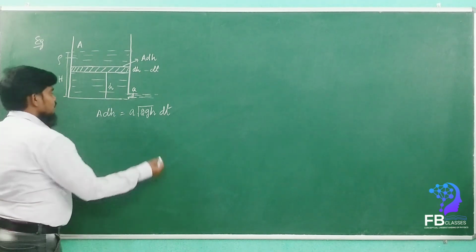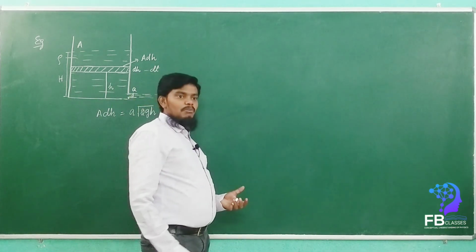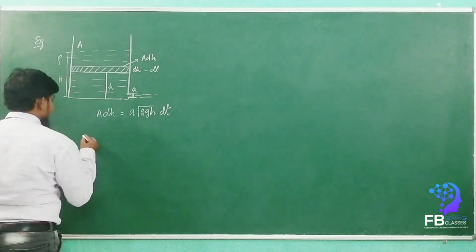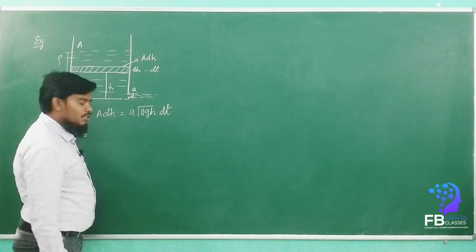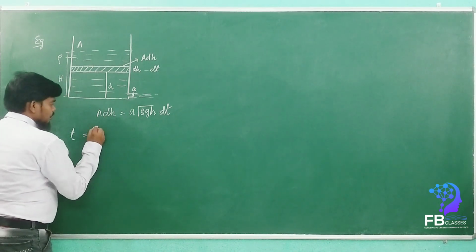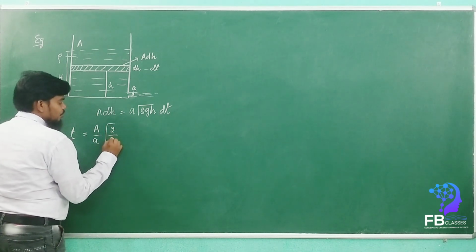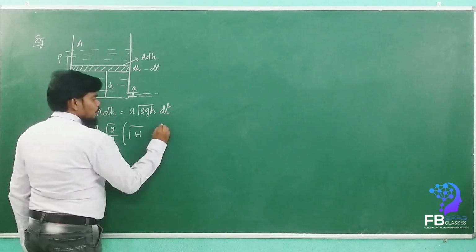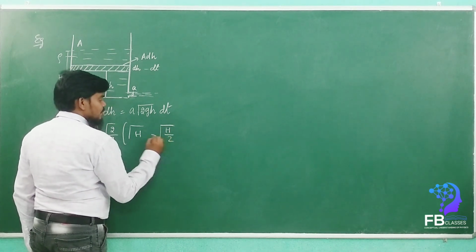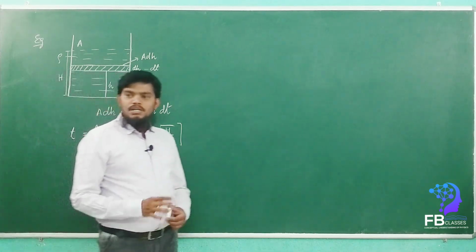So from this we resolved the problem, and the final equation came as: time t is equal to A by a root 2 by g into root H minus root of h. This is the final answer we got in the previous class.